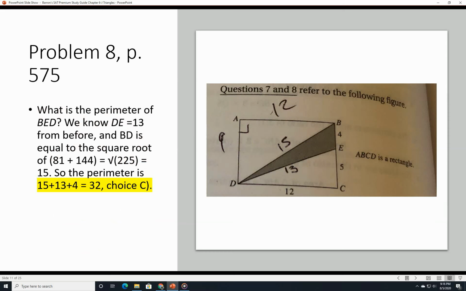If not, hopefully you'll know what 15 squared is, and you'll just be able to go, boom, I know 225 is 15 squared. Don't even have to touch a calculator. Otherwise, you might have to play around with it a little bit until you get the right number. Anyway, so the perimeter is going to be 15 plus 4 plus 13, which sums up to 32, which is choice C.